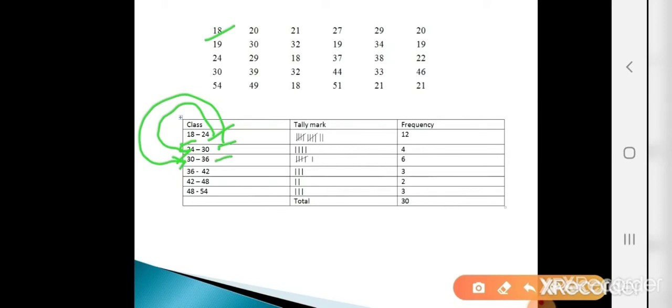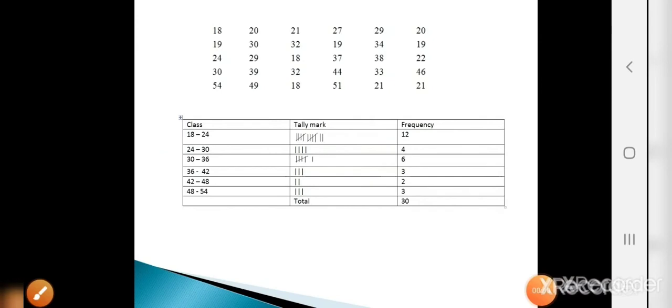Then take again 36 as the lower limit of the next class. 36 plus 6, that is 42. Then 42 plus 6, that is 48. And 48 plus 6, that is 54. So the total number of classes is 6.